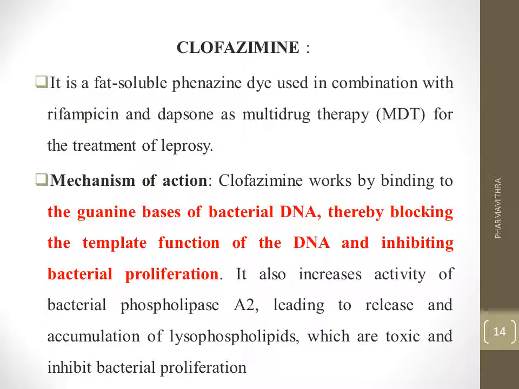Going to the other drug, clofazimine. It is a fat-soluble phenazine dye, and it is used in combination with rifampicin and dapsone as a multi-drug therapy. The mechanism of action is that it binds to the guanine bases of bacterial DNA, thereby blocking the template function of DNA and inhibiting bacterial proliferation. It also increases the activity of bacterial phospholipase A2, resulting in the release and accumulation of lysophospholipids, which are toxic and inhibit bacterial proliferation.